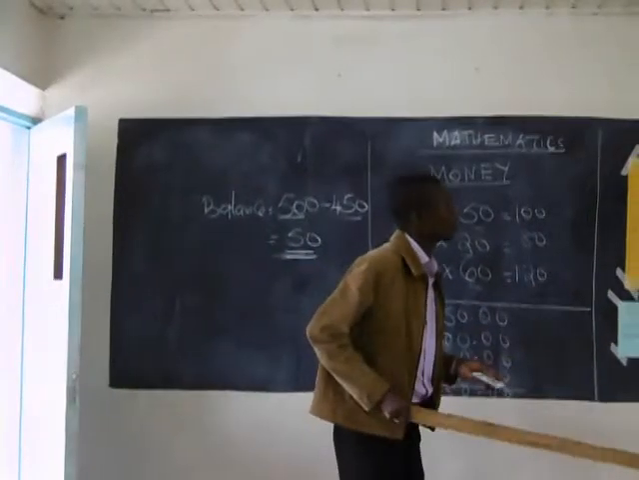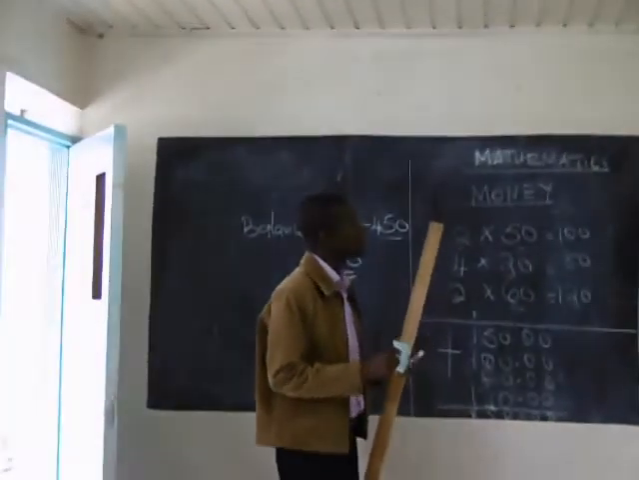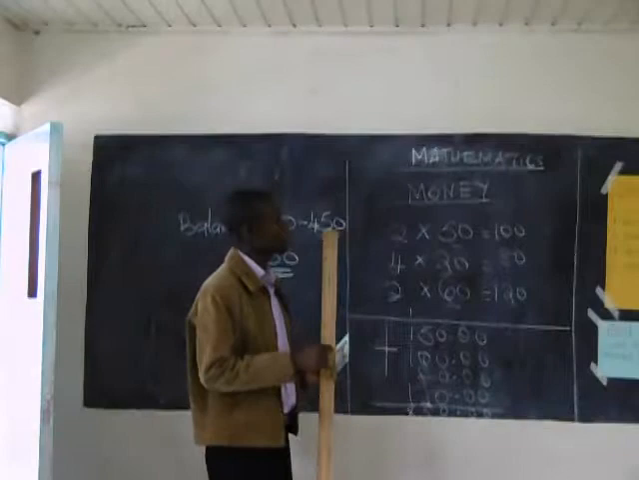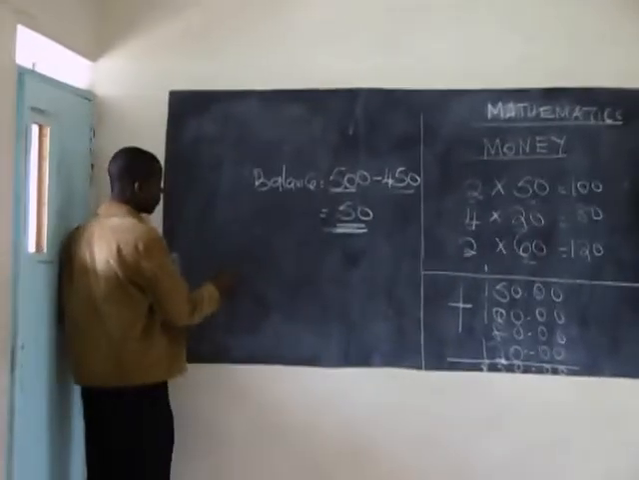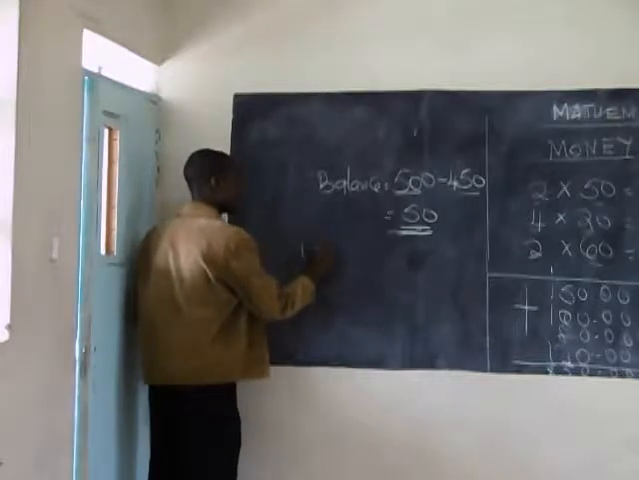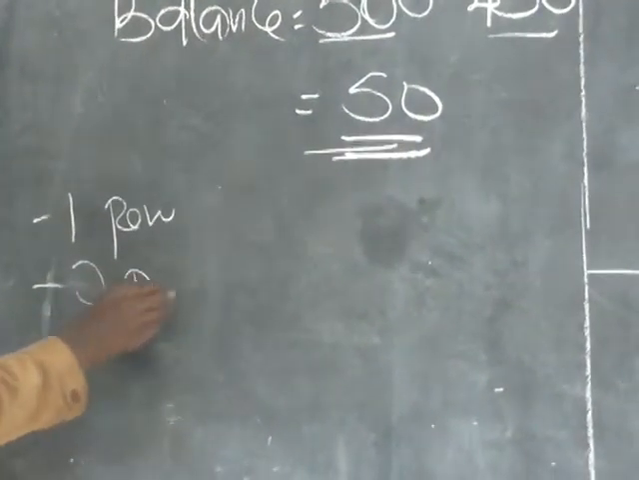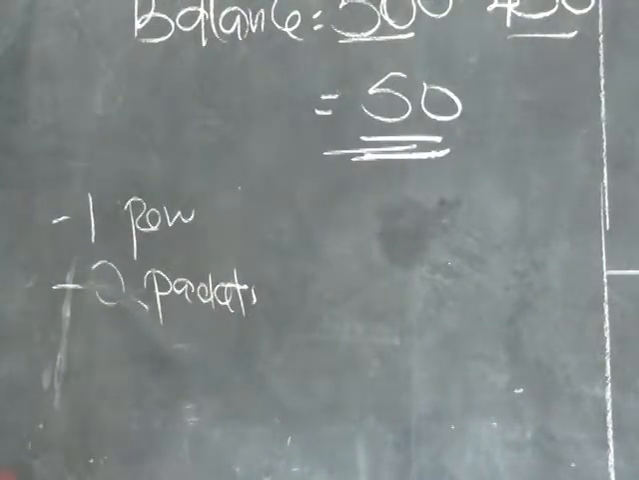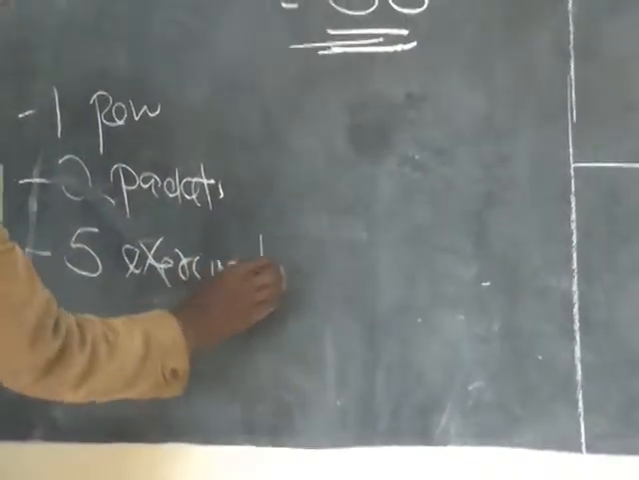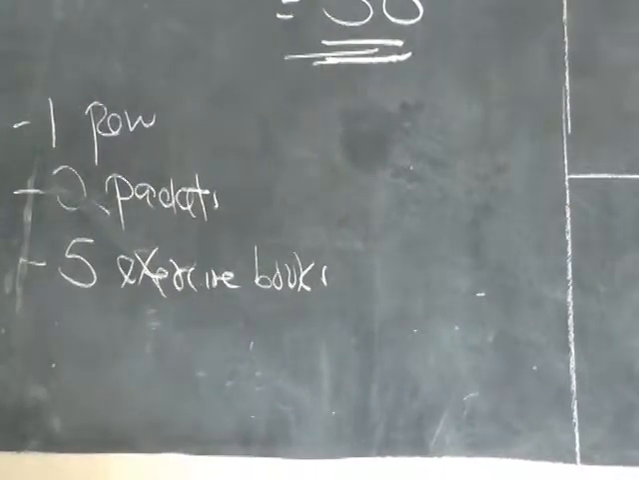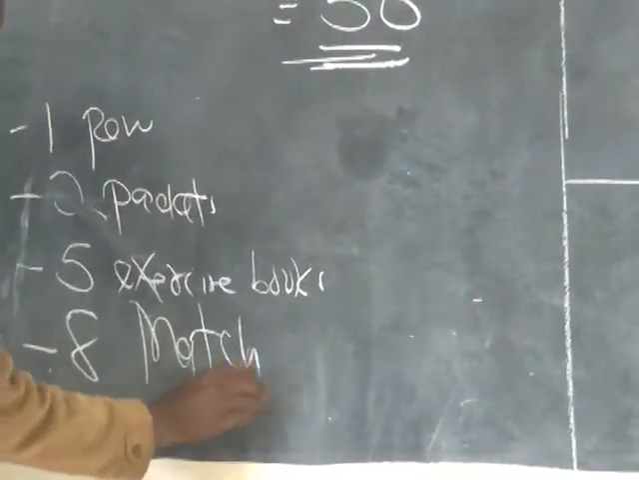Now class, with this our shop and our price list, I want you to work out or prepare a bill for yourself, each and every pupil. Prepare a bill for herself or for himself on the following items. So all of us are going to buy one pen, plus 2 packets of milk, plus 5 exercise books, and the last item we are going to buy, 8 match boxes.